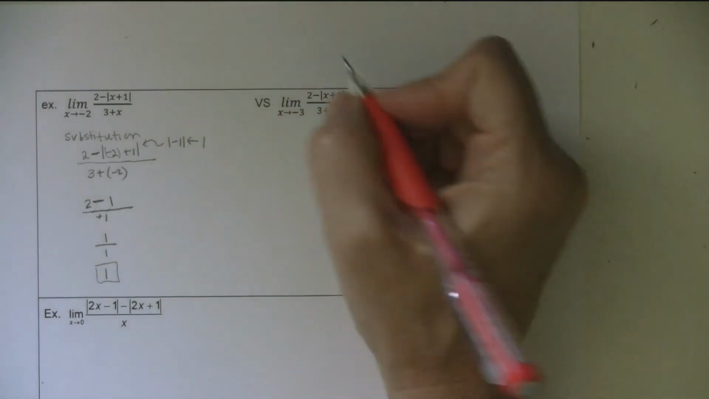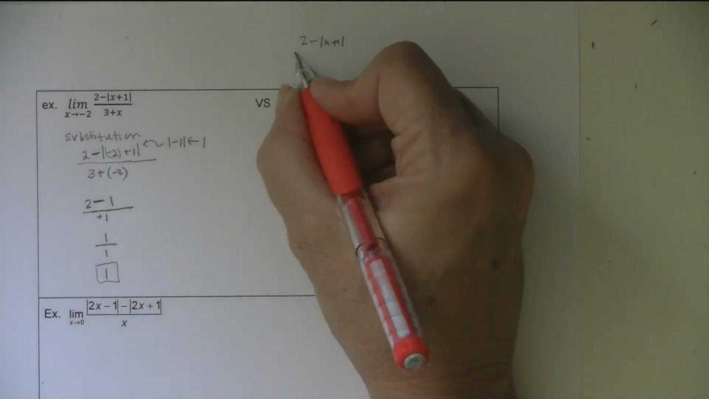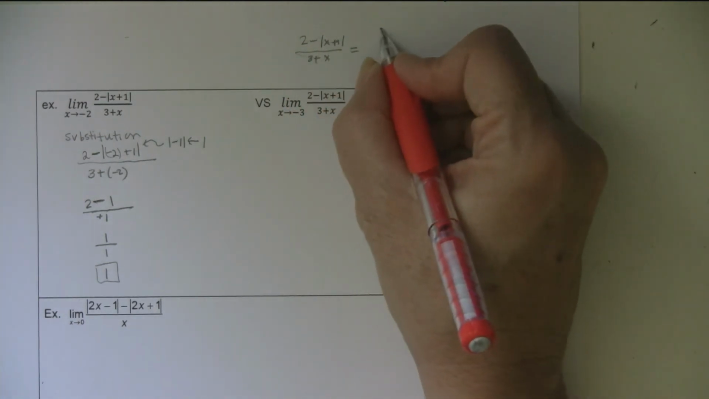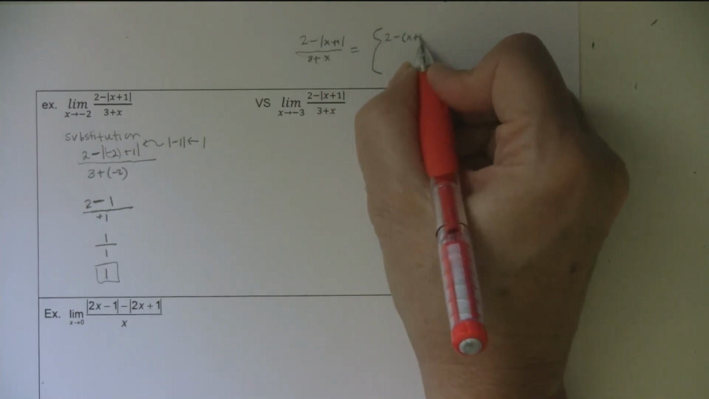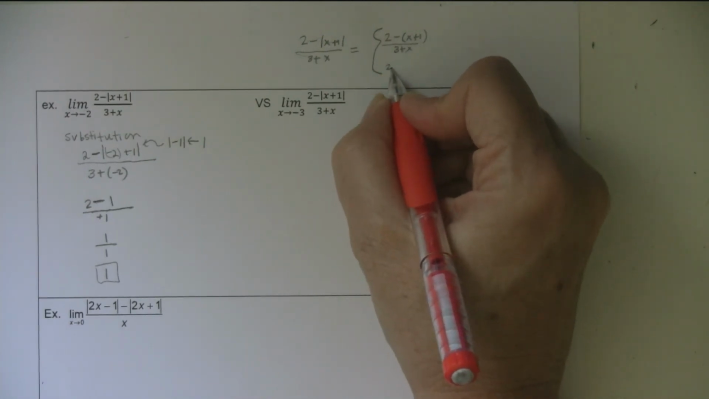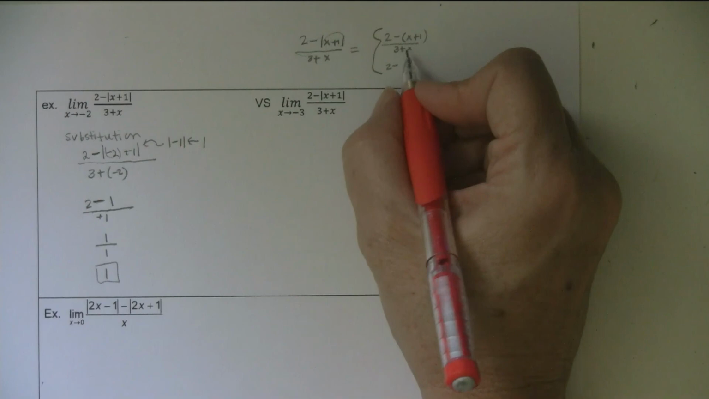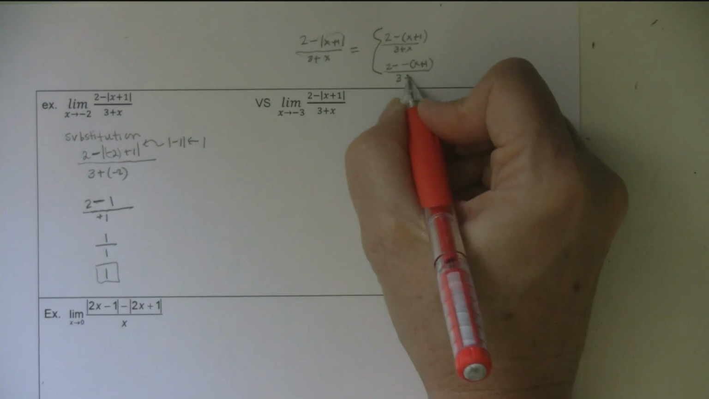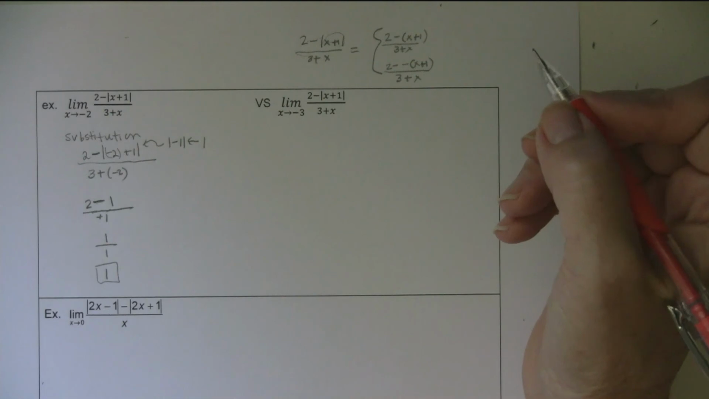So you could start off here and say that 2 minus the absolute value of x plus 1, this is a possibility, over 3 plus x, is equal to, and then piecewise define, let it be, so 2 minus x plus 1 over 3 plus x. And then the other piece is 2 minus, and then it's the negative of this. So it's 2 minus a negative x plus 1 over 3 plus x. And then you can do all your ifs, clean that up a bit and all of that.